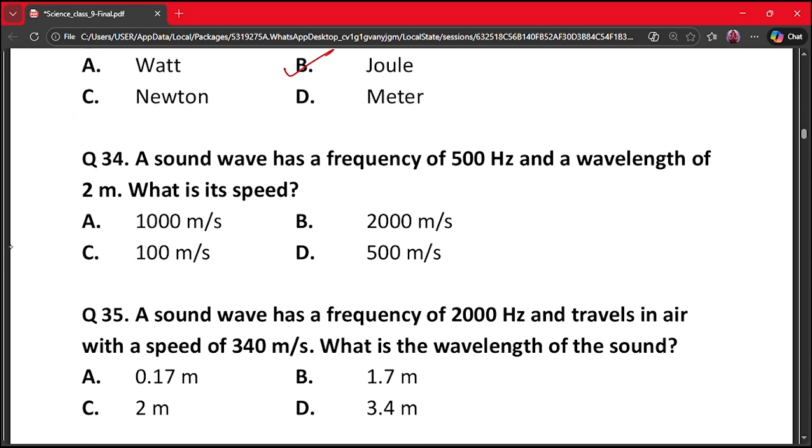Our next question is question 34. A sound wave has a frequency of 500 Hz and a wavelength of 2 meter. What is its speed? A. 1000 meter per second, B. 2000 meter per second, C. 100 meter per second, and D. 500 meter per second. So here velocity is equal to f into lambda, which will be equal to 500 into 2, which is equal to 1000 meter per second. So our correct answer is option A.